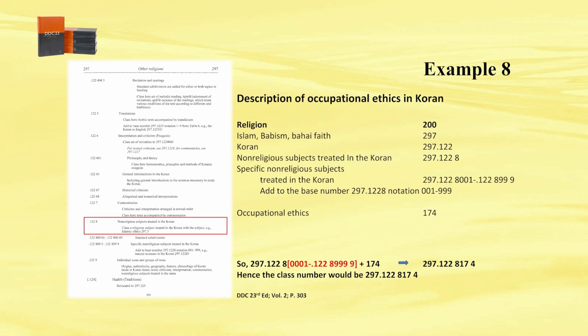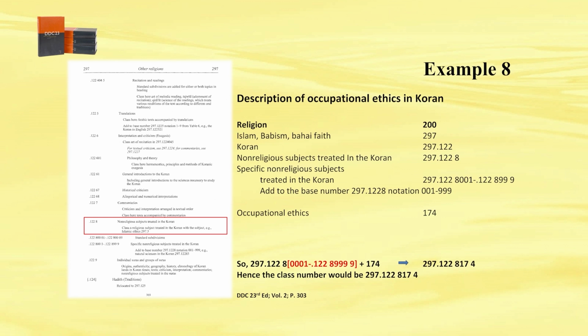So the number will be 297.1228, and then we have to delete 0001 to 122.89999 as per the instruction in the specific non-religious subject dealt in the Quran. Then we have to add the number for occupational ethics, that is 174.